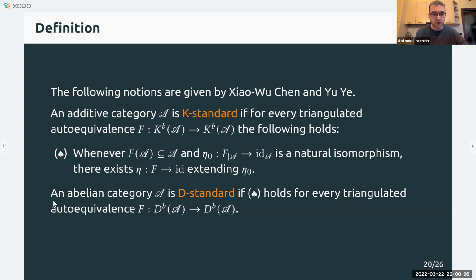In the same fashion, if we have an abelian category A, we can say that it is D-standard if the same property holds for every triangulated autoequivalence F on the derived category associated to A.